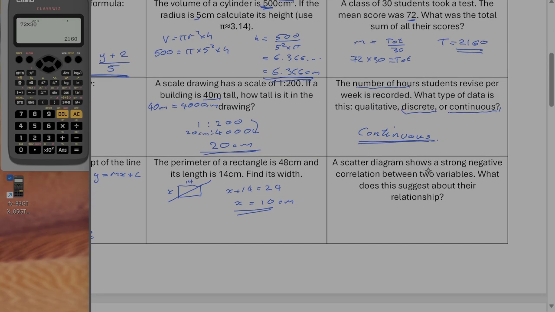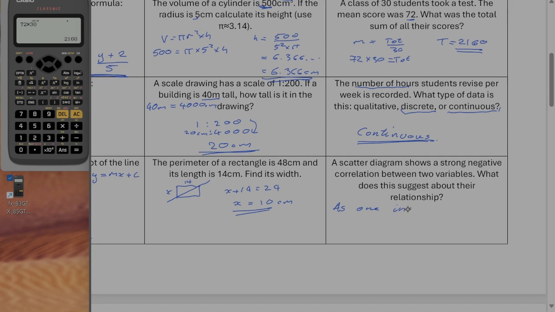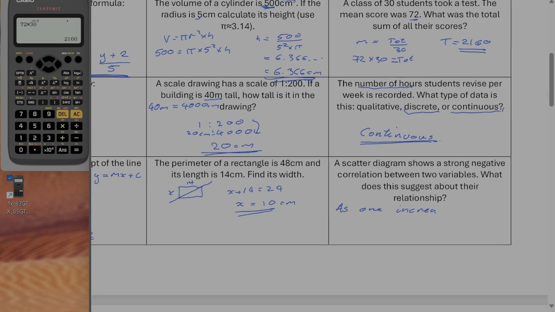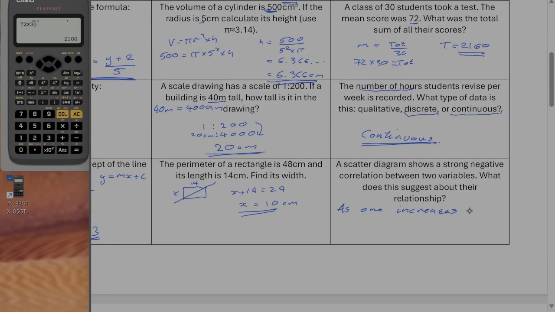So a scatter diagram shows a strong negative correlation between two variables. What does this suggest about their relationship? As one increases, the other decreases.